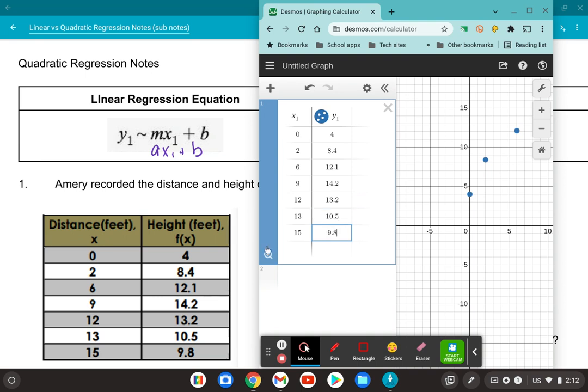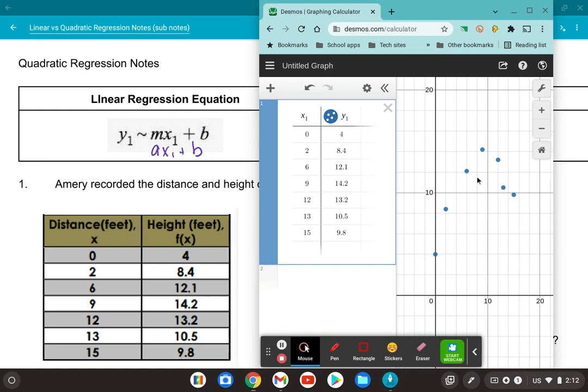And if you notice right here, they do have the plus sign with the little magnifying glass. It's easier to push it so that way you can see all of your points. So now we're going to be putting in the linear regression equation and then the quadratic regression equation.